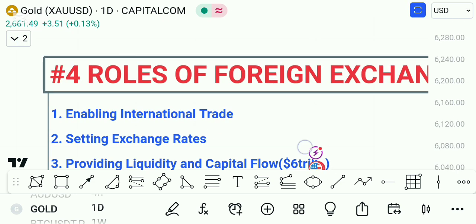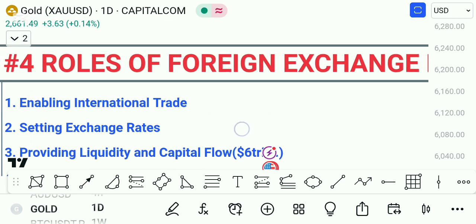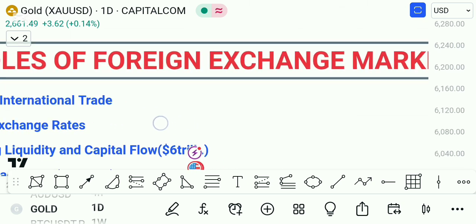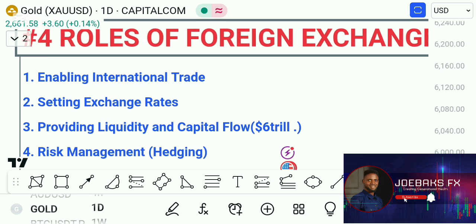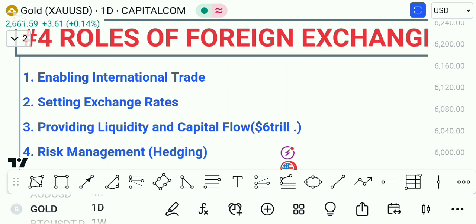And the last but not the least is the foreign exchange. What is the role of the foreign exchange market? This market, what is their role? Number one, they enable international trade. It means that you can trade beyond the boundaries of a country or a continent. Number two, they set exchange rates. That means they try to curtail the rate at which these exchanges happen.